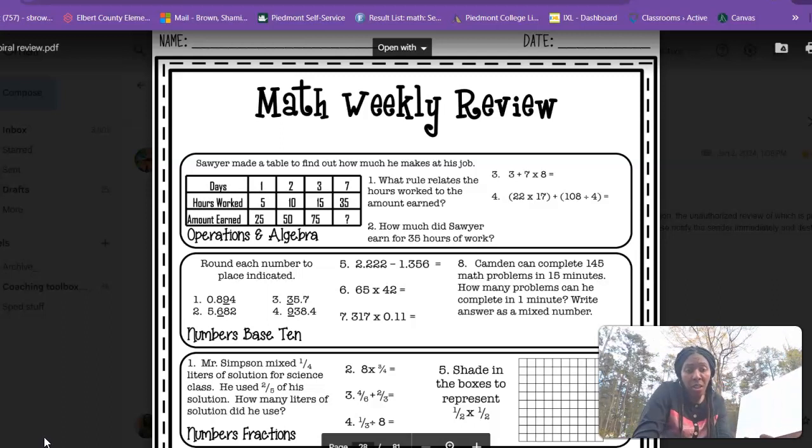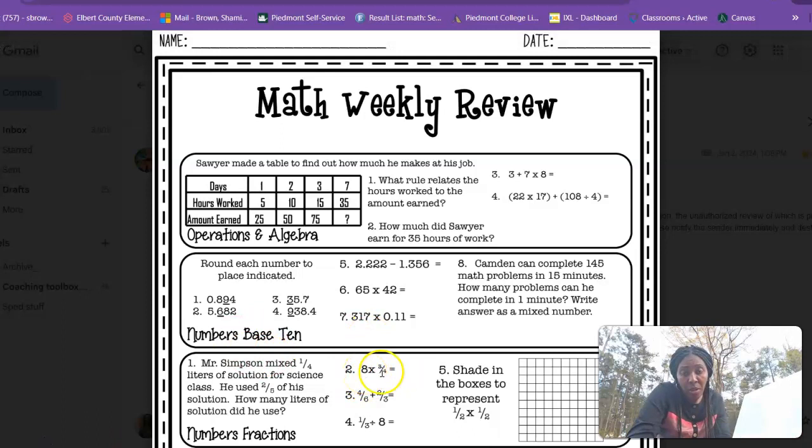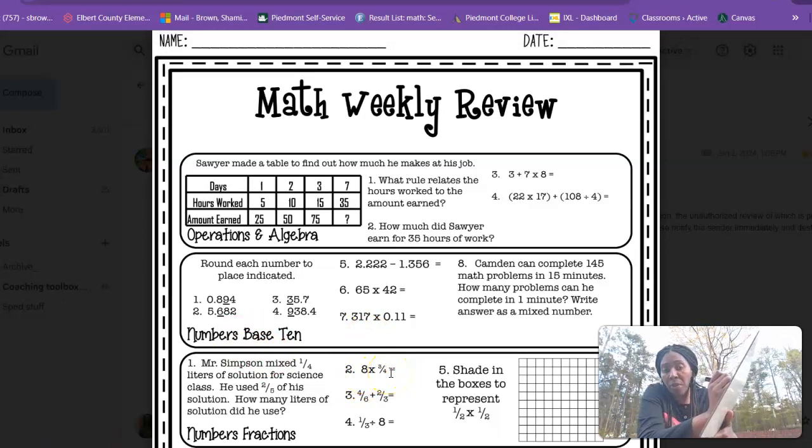Next one says, you just need to multiply 8 times 3/4. So remember, when you're multiplying a whole number by a fraction, you don't have to have a common denominator. You can just put this over 1 if you need to, but you're basically just multiplying across. 8 times 3 is 24. 1 times 4 is 4. You don't technically have to write that 1 under there. You could just do it like this.